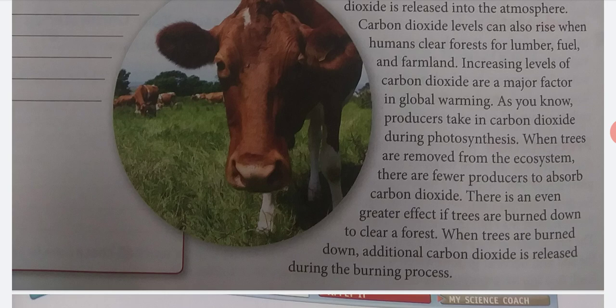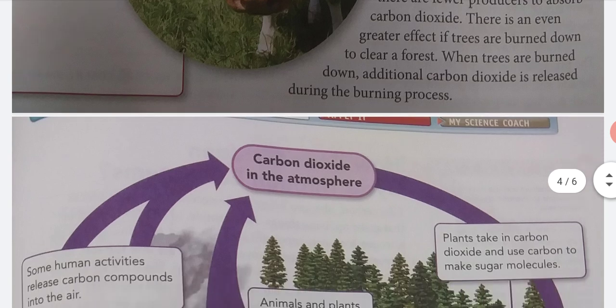As you know, producers take in carbon dioxide during photosynthesis. When trees are removed from the ecosystem, there are fewer producers to absorb carbon dioxide. There is an even greater effect if trees are burned down to clear a forest. When trees are burned down, additional carbon dioxide is released during the burning process.